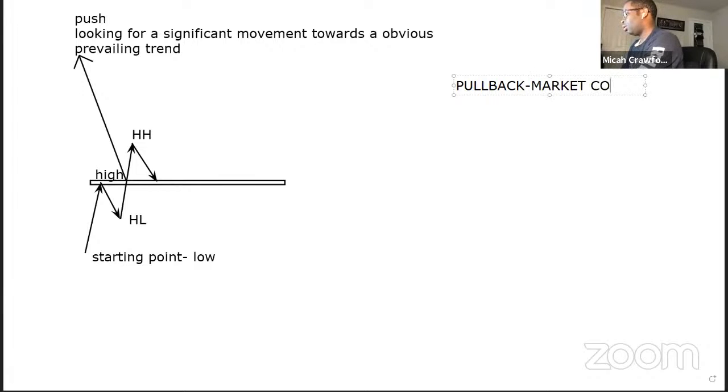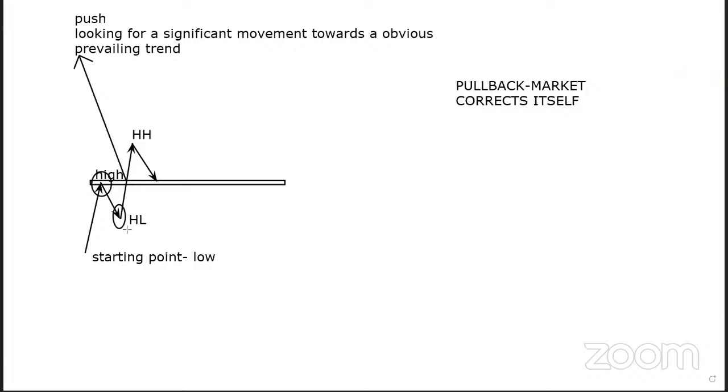Market corrects itself. All right, so if you look at pullback, it says after the push creates a new structure point, the market corrects, must come to significant level within the pullback area. So our pullback area was between the what? From looking at the picture, it looks like our pullback area was going to be between the high and the higher low. Higher low.